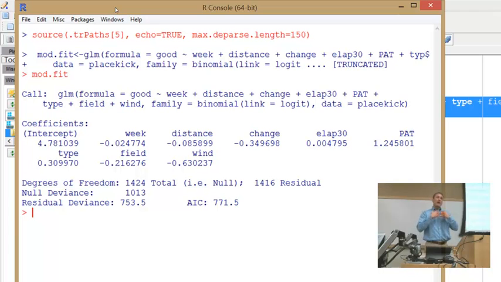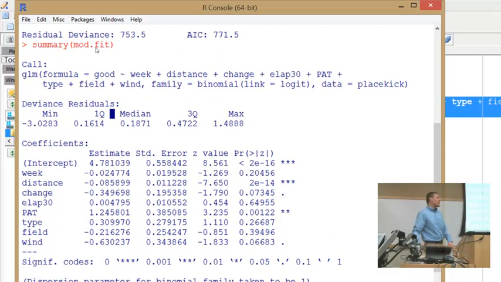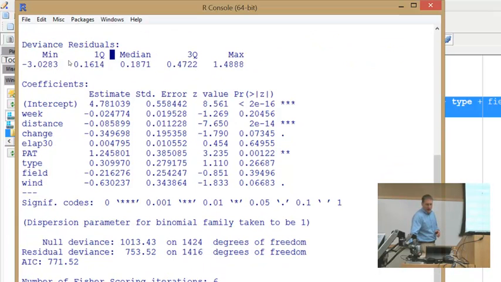We can get a better summary of what's inside this mod.fit by using the summary function. And then we get the usual kind of output that you would expect from using a regular old regression model. In particular, here's a table of coefficients, which again you can see. Here's the beta hats. So beta hat 8 is negative 0.63, the coefficient on wind.